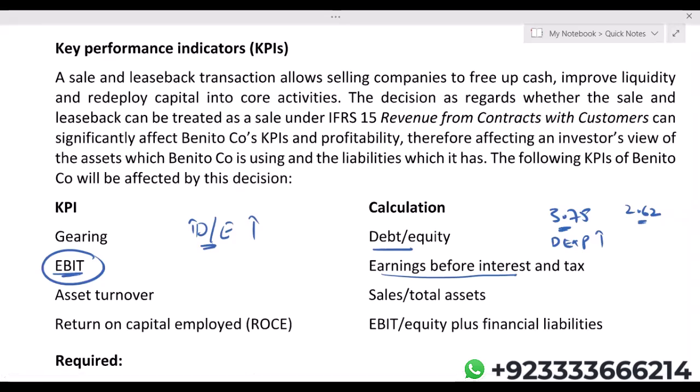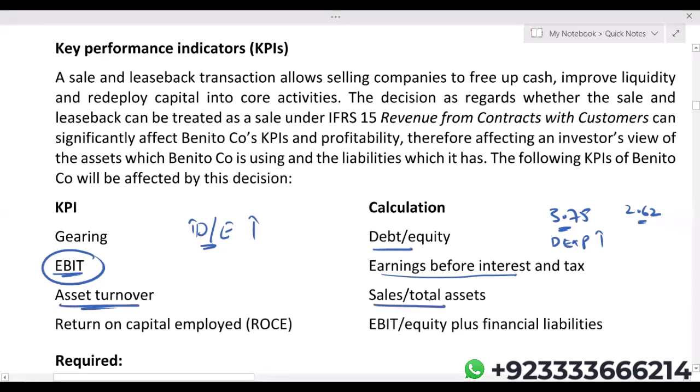Repeat. EBIT will be lower when transfer is not qualifying as sale, because we will be depreciating 3.75. So depreciation expense will be higher as compared to depreciating a right of use asset, which is 2.62. And no effect of interest comes on EBIT. I hope it is clear.